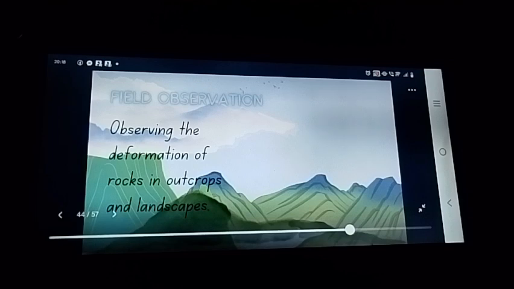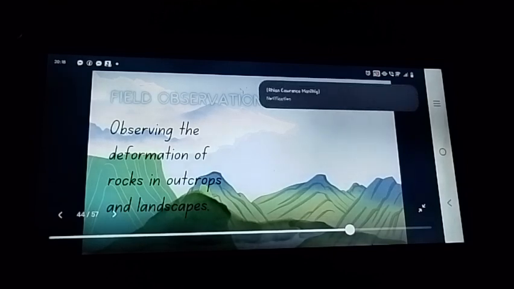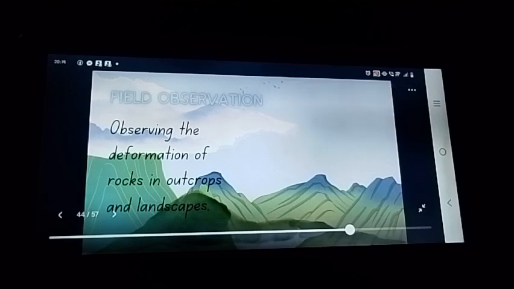Outcrop mapping. Geologists map the distribution of rocks and structural features in the outcrop. Measuring structures. Geologists measure the orientation of faults and other structures. Collecting samples. Geologists collect rock samples from outcrops. And observing landscapes. Geologists also observe the overall landscape to understand how deformation has shaped the Earth's surface.